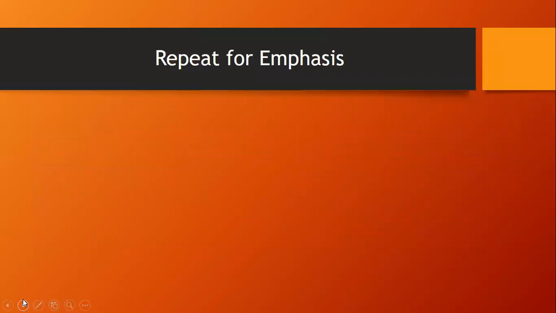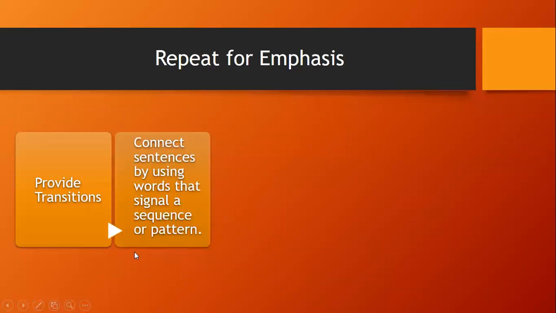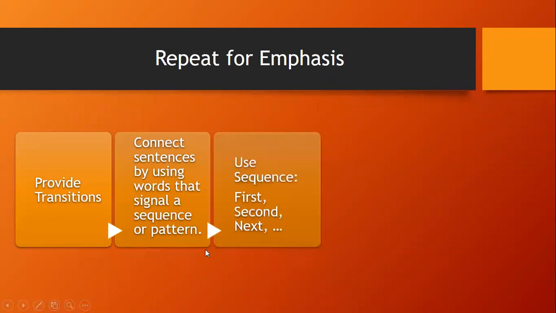Okay, so what we do is we repeat for emphasis. How do we repeat? What do we do? We provide transitions, right? When we provide transitions, we connect the sentences by using words that signal a sequence or a pattern. So we connect using connecting words, in the form of transitions. And we use sequences such as first, second, next, and so on. Sometimes we can use then or in addition. There are many different words that we can use when we look at transitions when we write.